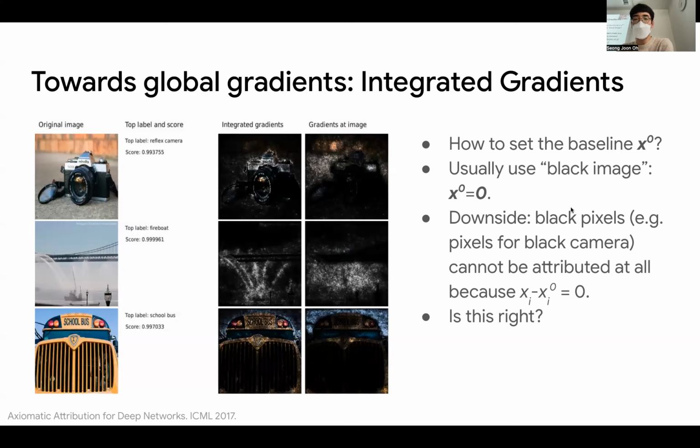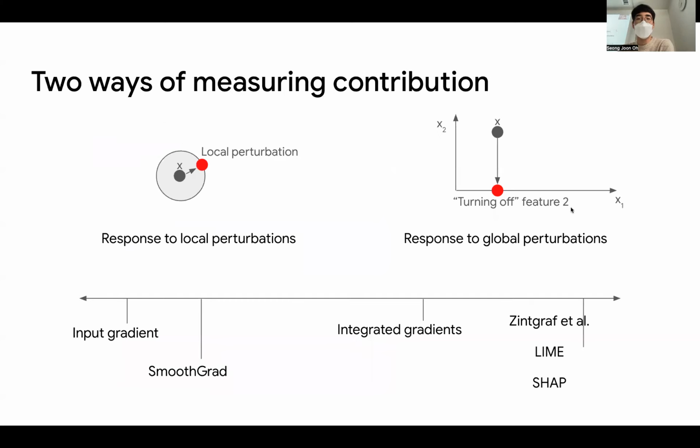So the question is, what is the right value for encoding missing features for images, for example? Okay, so let's keep that in mind and probably move on.